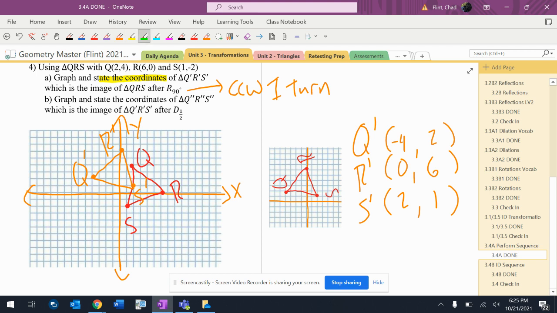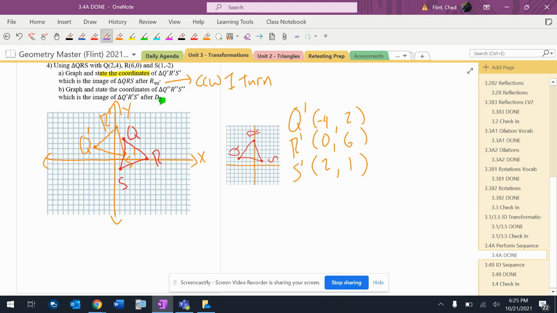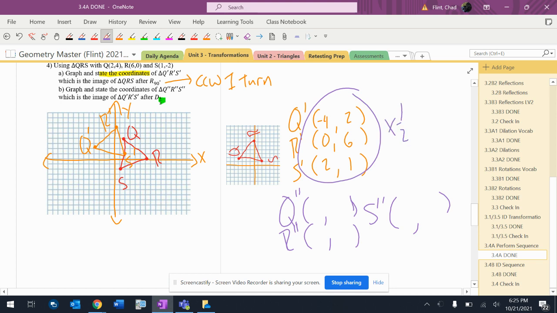Then it wants a dilation of 1/2. That means, again, I can just multiply the coordinates all by 1/2 when I have a dilation. So 2 primes on all of them because it's the second thing I'm doing. And I'm just multiplying all of these coordinates times 1/2. So it's going to be -2, 1, 0, 3, and 1, 1/2. All right, so if I get a 1/2, it's not that big a deal. I can handle it. All right, so let's go ahead and graph those.